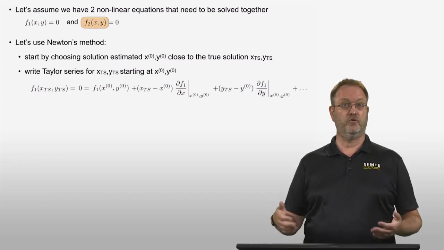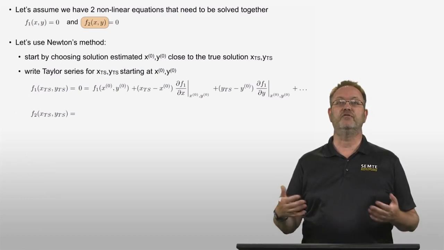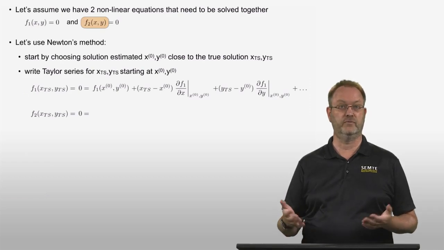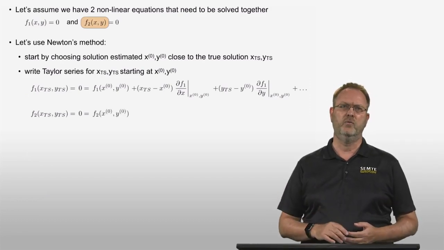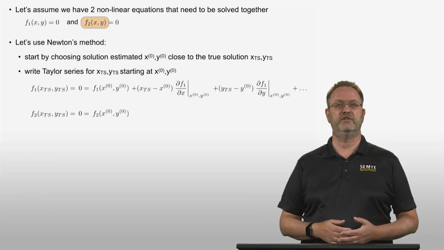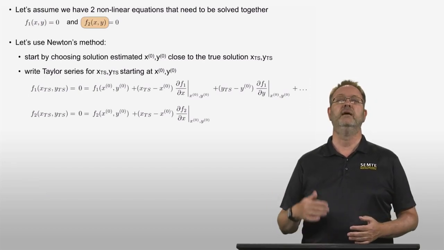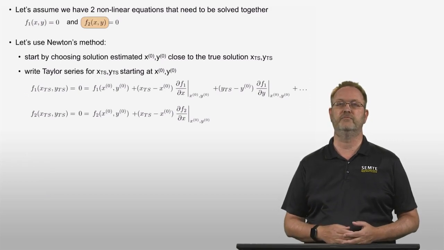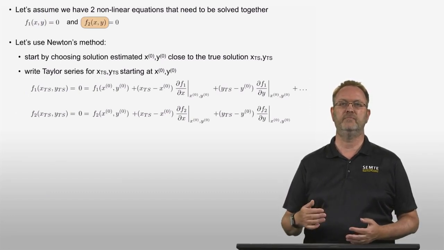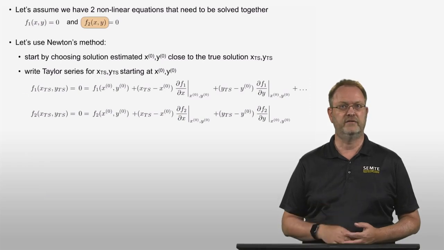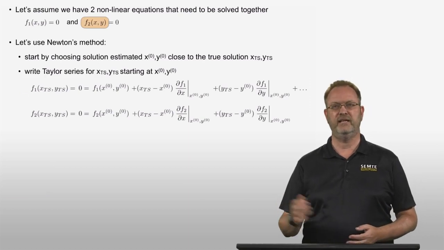Let's do the same thing for f2, our second nonlinear function. So the second nonlinear function evaluated at the true solution values of x and y is again, of course, equal to 0. But if we do a Taylor series expansion around our initial guess x0, y0, we get that f2 evaluated at our initial guess x0, y0 plus, again, x true solution minus x0 times the partial derivative of the second nonlinear function with respect to x plus y true solution minus our initial guess y0 times the partial derivative of the second nonlinear function with respect to y, evaluated at x0 and y0, and then plus infinitely many terms.